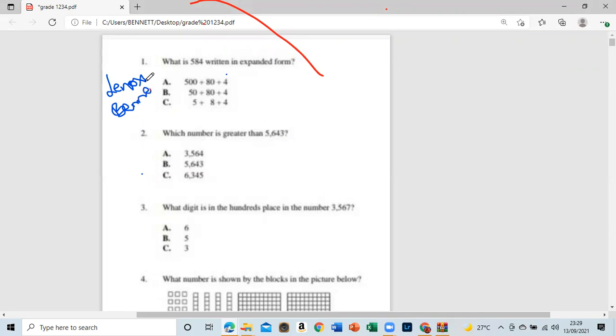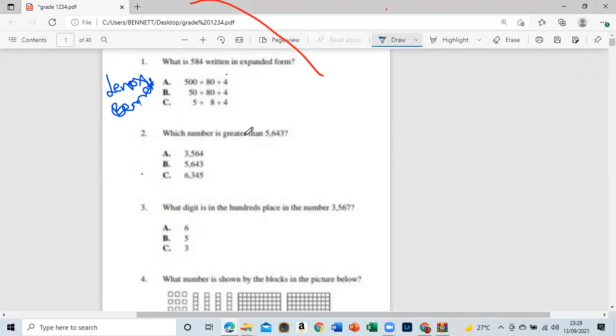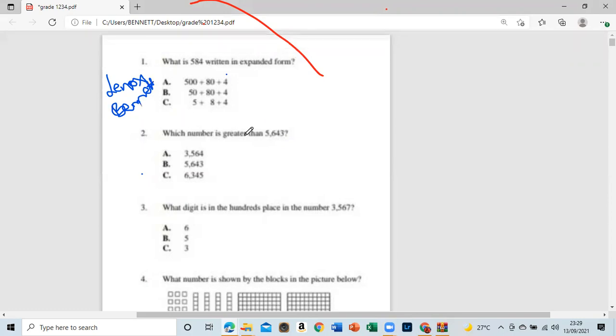Alright guys, I'm not sure how I got this paper, but I found it on my phone. I'm part of many groups, so apparently somebody sent it to a group sometime, but I'm not sure who. Whoever sent this paper, thank you so much. It's a great grade 3 paper, and I'll be doing the solution. I'm trying to go through this as quickly as possible.